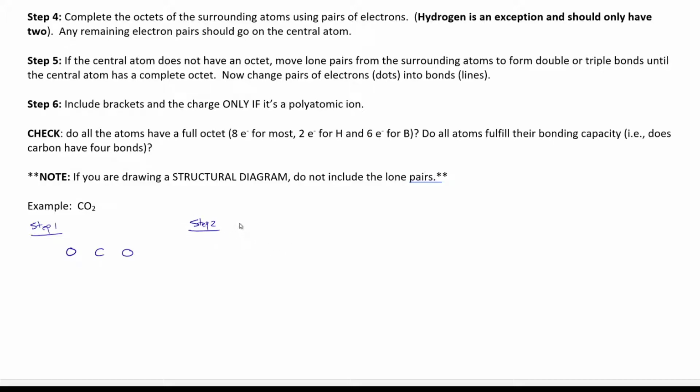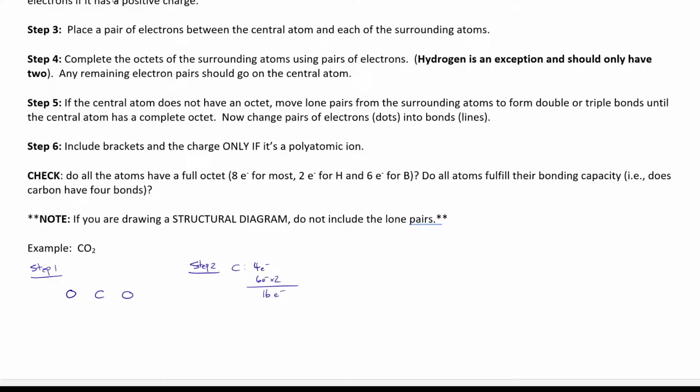So we take a look at carbon. Carbon has 4 valence electrons. Oxygen has 6 valence electrons, but we have to multiply it by 2 because we have 2 oxygen atoms. So 6 times 2 is 12, plus 4 is 16 electrons. So we will be able to place 16 electrons within this molecule.